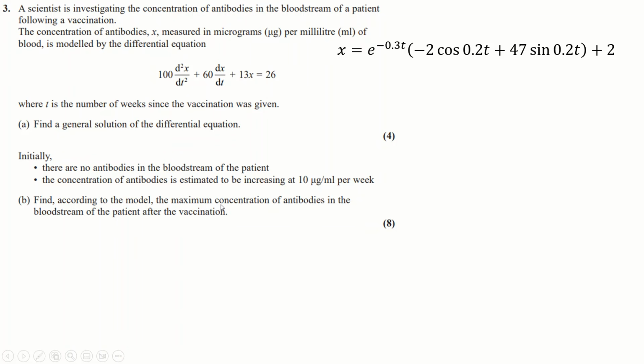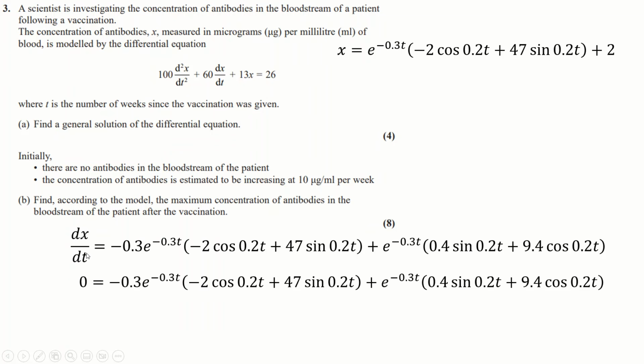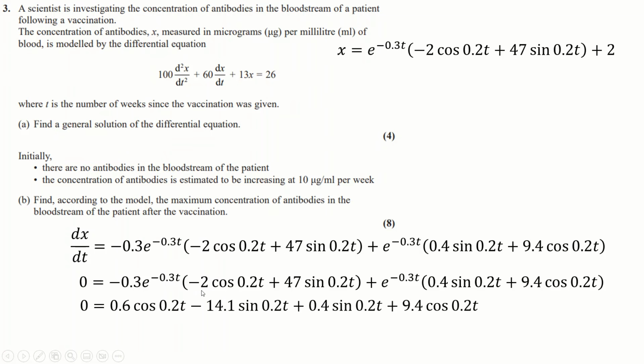And now, okay, find the maximum concentration of antibodies. So I think I need to differentiate this, which I just did, so that's okay. But this time I have a and b. And I need to set this to be 0 to find a maximum point. Now, of course, this is never 0, so I can just times everything out by this to get rid of it. Once I've got rid of these e to the minus 0.3t's, I can expand out this 0.3 into these two, and then just collect these, and then I can collect the sines and cosines together.